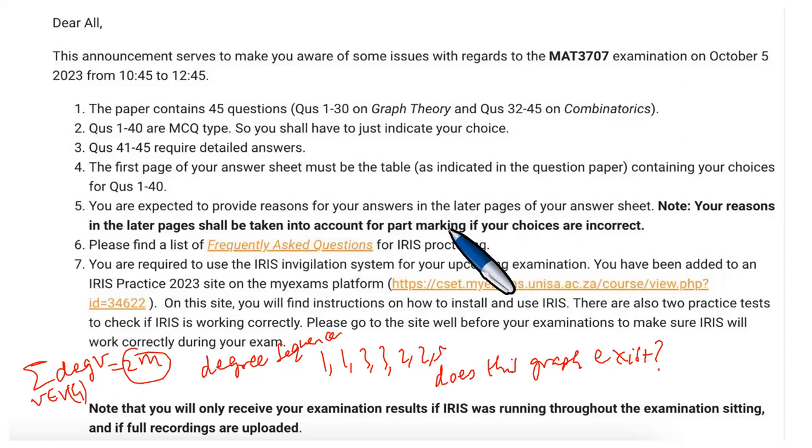So if you have a wrong choice, then the lecturer says they have the mercy, the grace to go to the later pages and try to see what you wrote there. That only basically happens if your choices are wrong, but if your choices are correct, then there'll be no need for the lecturer to be going to the reasons there. Okay, so that's just one thing.